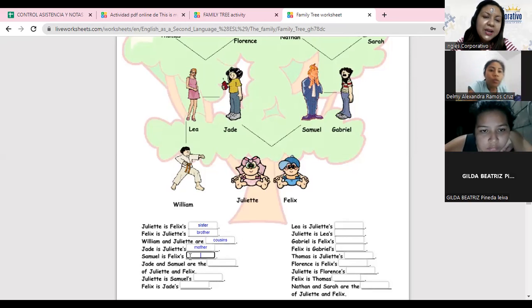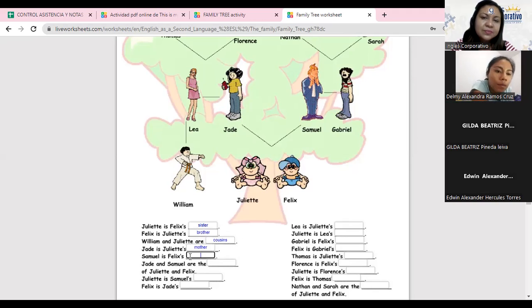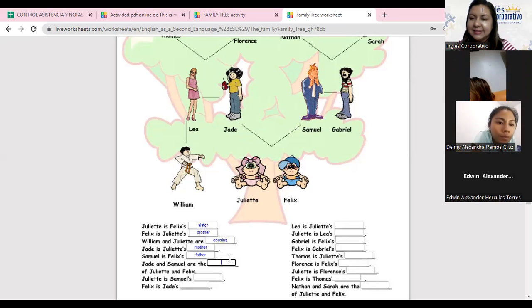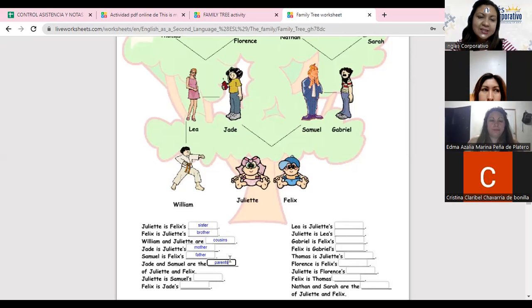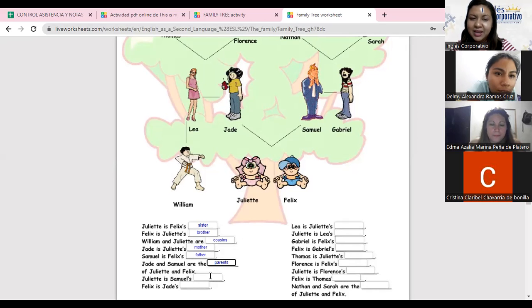William and Juliet are mother. Okay. Samuel is Felix's father. Okay. Jade and Samuel are the... ¿Cómo se dice? Wife. Padres. Papás. Parents. No son parientes, vea, son padres. Mother and father, yeah. Okay, Jay and Samuel are the parents of Juliet and Felix. Or Jay and Samuel are Juliet and Felix's parents.